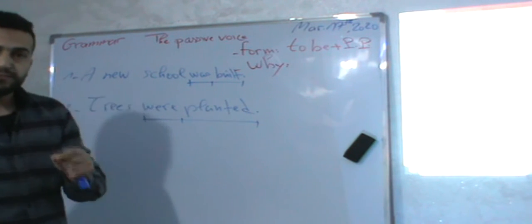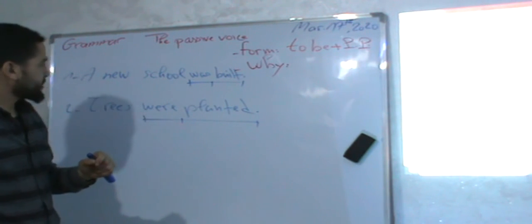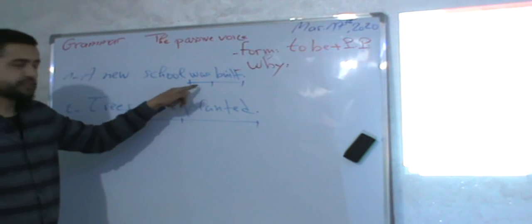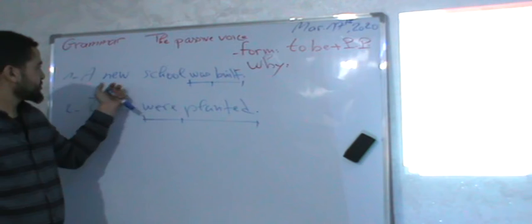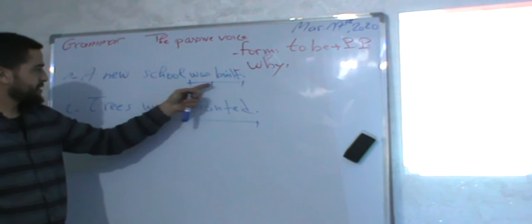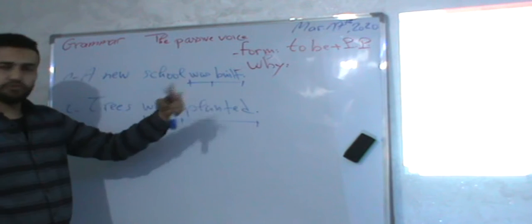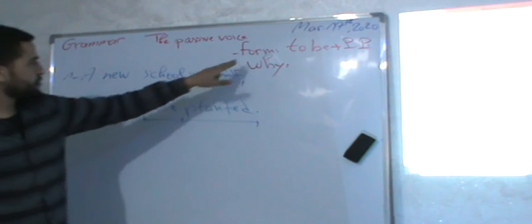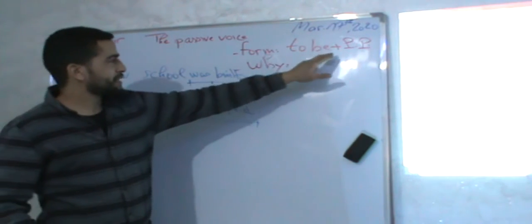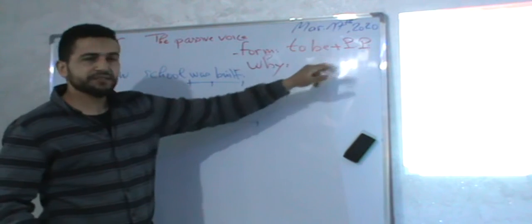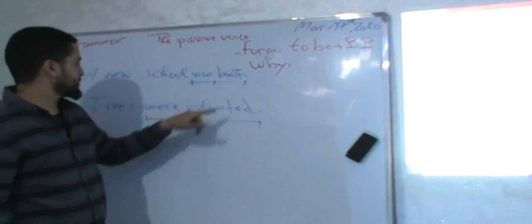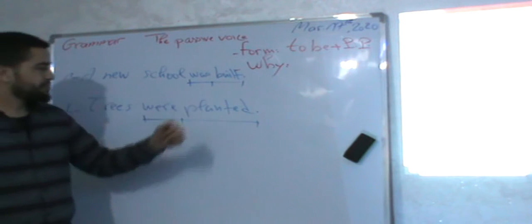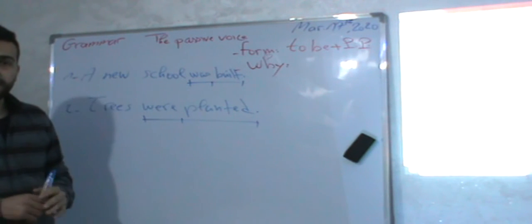Nice. My next point is the form. What do you notice here? What's the form of the passive voice? A new school was built. You see, the action verb is composed of two words. The same thing here, were planted. So the form is verb to be plus past participle. Here, verb to be, was built. Were, because the focus here is plural: trees were planted. So it's not that complicated.